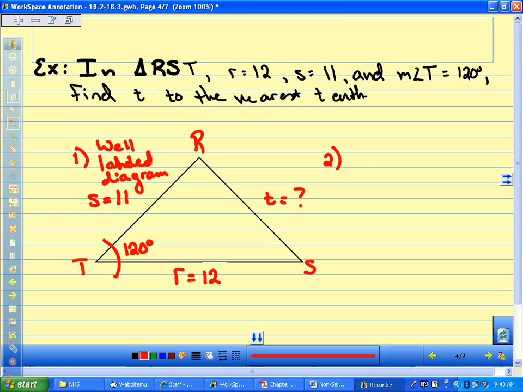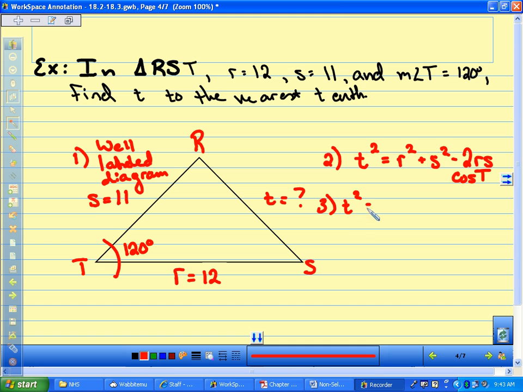Now which side are we looking for? So what will we have here? T squared equals r squared plus s squared minus 2rs, and we need the cosine of angle T. So step number 2 is the appropriate formula for the side that we need to solve. Step number 3 will then be to do what? Substitute the values we know.